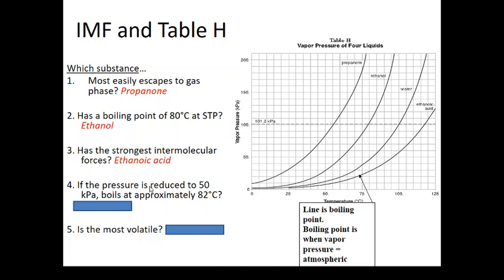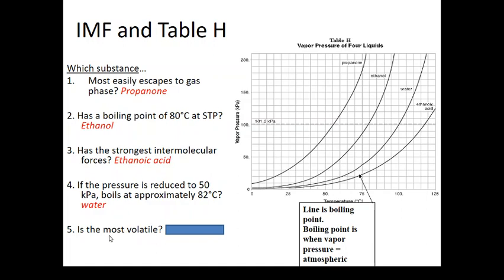Our next question is, if the pressure is reduced to 50 kilopascals, which boils at approximately 82 degrees Celsius? So if we're at 50 kilopascals and we're at 82 degrees Celsius, who exactly boils? Looking at that at 82, roughly, you are going to be looking more at water.